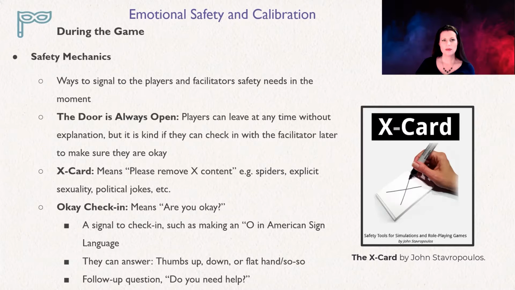So safety mechanics, as we've been discussing, are ways for people to signal to other players and facilitators their safety needs in the moment. So people may have certain needs at the beginning of a game. They may change throughout the game. Perhaps at the beginning of the game, they're really scared to have any physical contact whatsoever. But by the middle of the game, maybe they feel more comfortable with that. It should be okay to adjust and to calibrate.